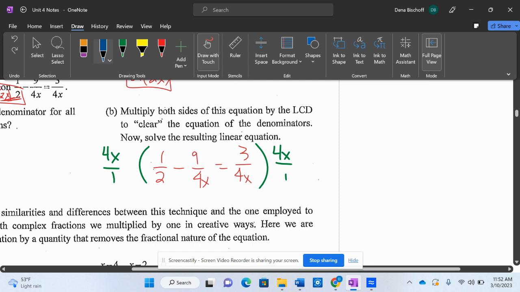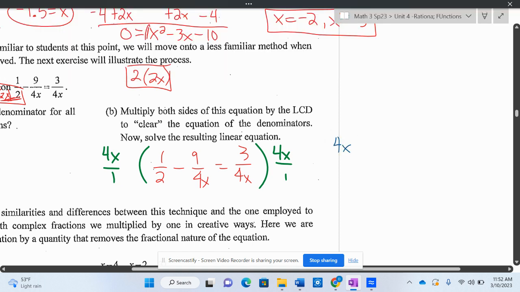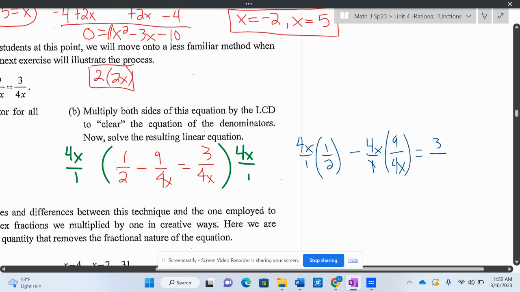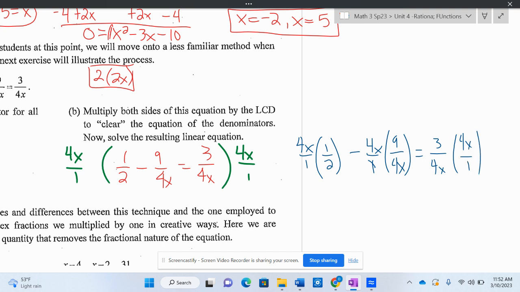So here's what we really have. We really have 4x over 1 times 1/2, and then I have minus 4x over 1 times 9 over 4x, equals 3 over 4x times 4x over 1. That's really what's happening. When I multiply both sides of the equation by 4x over 1, that's really the math that's taking place right there. Does that make sense? Caleb, do you feel okay with that?